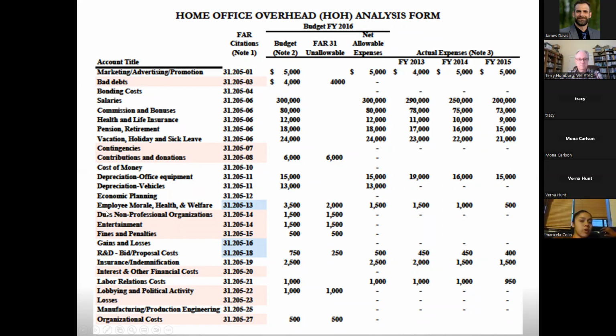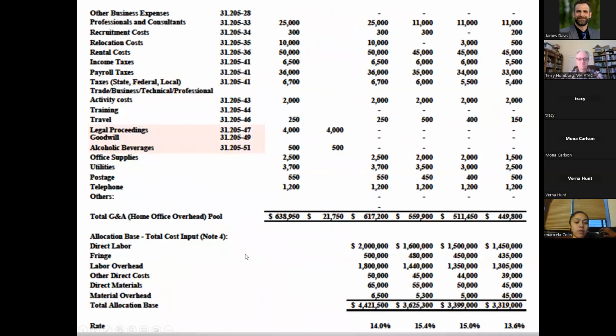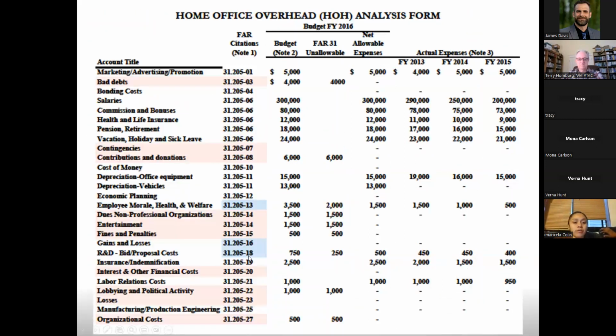Down here, under employee morale, health and welfare, I can say I had $3,500 in expenses. $2,000 of them were not allowable because we took a retreat to Vegas and did some serious drinking and gambling, so I cannot deduct that. Same thing with gains and losses. Again, bid and proposal costs: there might be some that are allowed and some that are not.